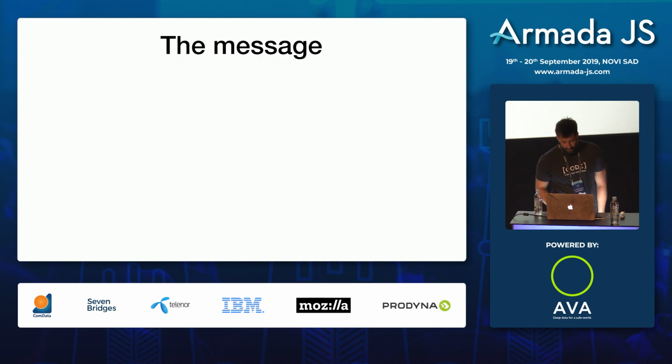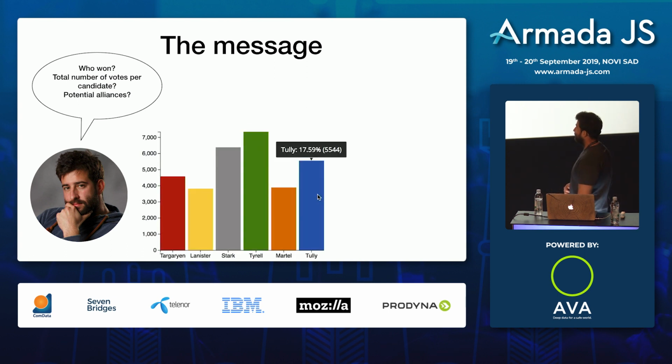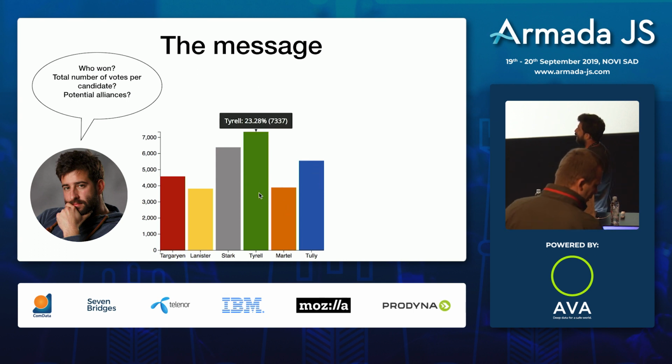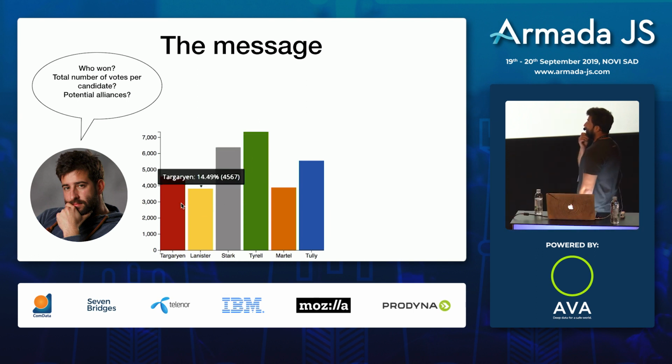The message. Yes. Who won? I want to see the total number of votes per candidate. I want to see their potential alliances. And you can see it like this. It's obviously Tyrells have won. Martells have 12%. Starks were good. But again, Tyrells won. And maybe if Starks and Tyrells go together, they are stronger, because in history, they used to be together. So I think there is a bit more information if you look like this.